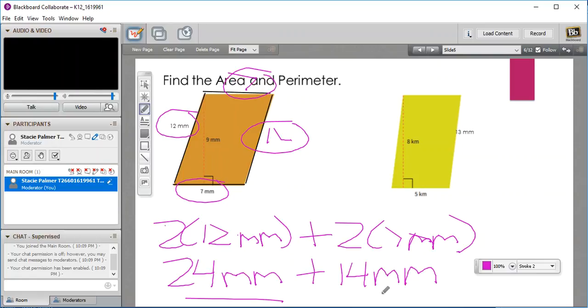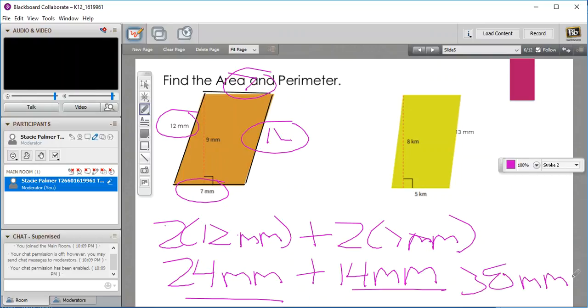And now these two are like terms, right? The units are both millimeters. So when we add those together, 24 plus 14 is 38 millimeters. So that would be the perimeter of this parallelogram. If we were to add the distance around the outside, it would be 38 millimeters.